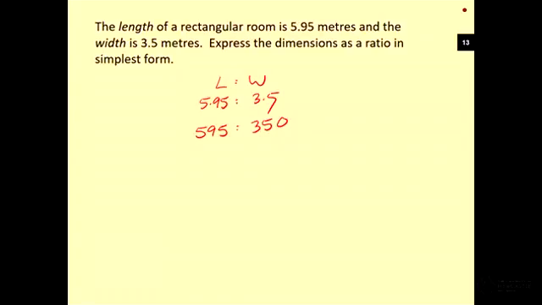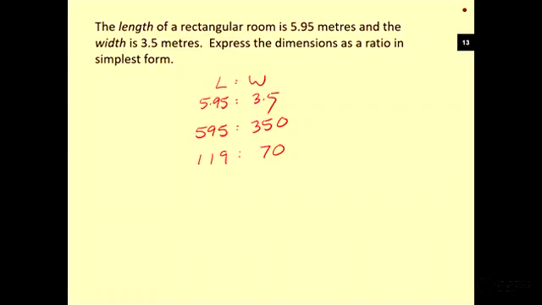5 is definitely something I want to divide both sides by, because I've got a 0 and a 5 they're ending in. If I divide the left by 5, I get 119. If I divide the right by 5, I get 70. And then I go, ugh, I wish I'd just used the calculator. Is that it? No? Should I spot something else?